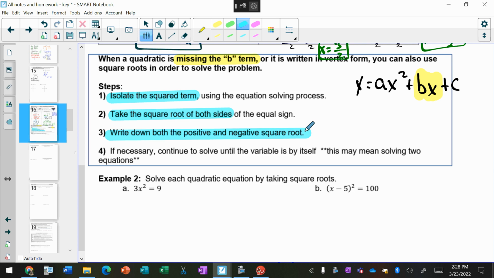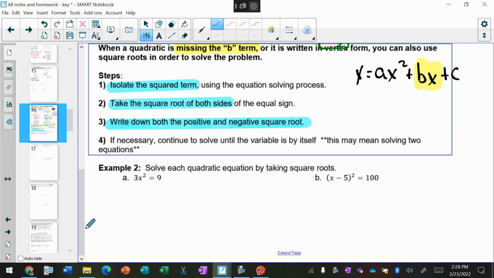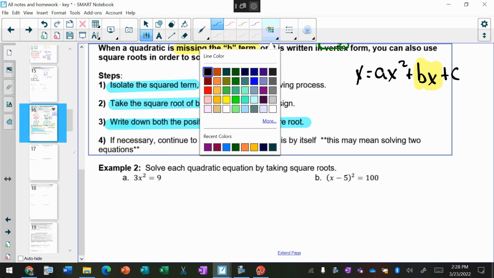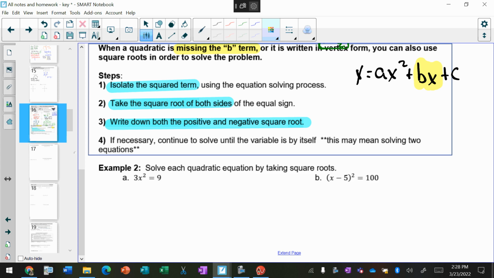Sometimes when we take the square root, we're going to have to simplify the radical. It just depends on what number we have on the other side of the equal sign. Now, in order to do our square root method, we have to have the square root of one single number and the square root of whatever's squared on opposite sides of the equal sign. That means in example A here, I have to divide by 3 first.